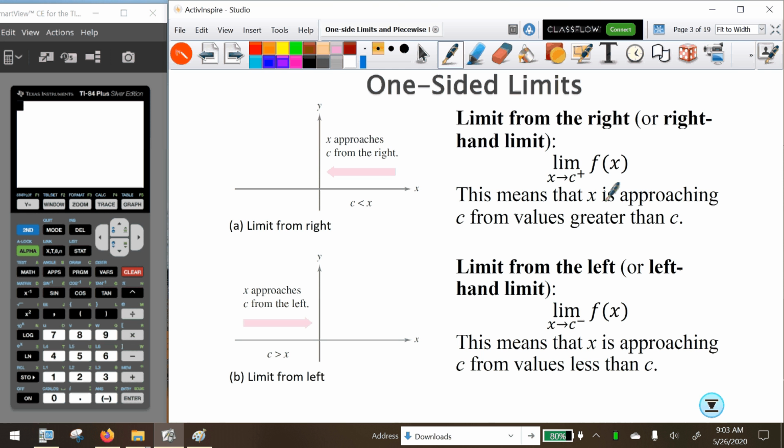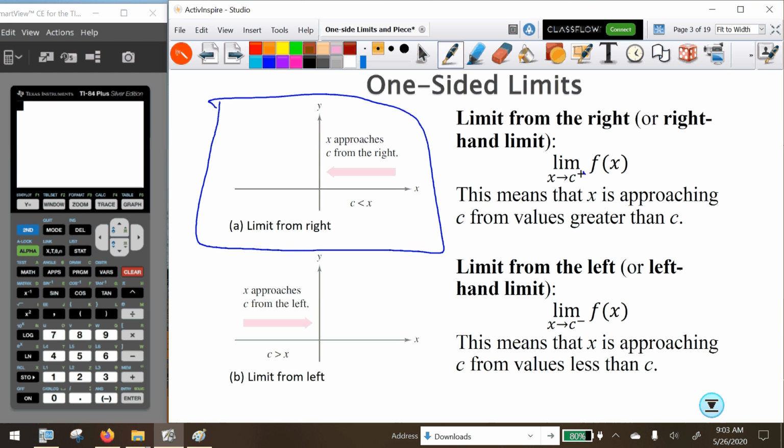And we have a similar notation for when we're investigating the left-hand limit, which is how the function behaves as the x values approach c from the left side. So this is the notation that we use to indicate whether we're investigating the function as it approaches c from the values greater than c, or as it approaches c from the values that are less than c. And this is indicated in this diagram over here. For the right-hand limit, we use this little plus sign superscript, and for the left-hand limit, we use a little minus sign superscript.